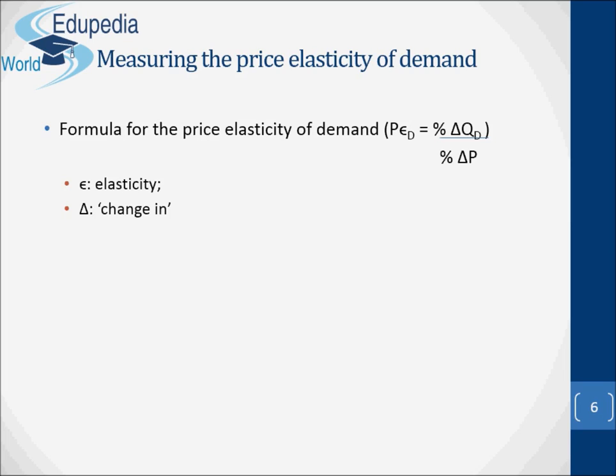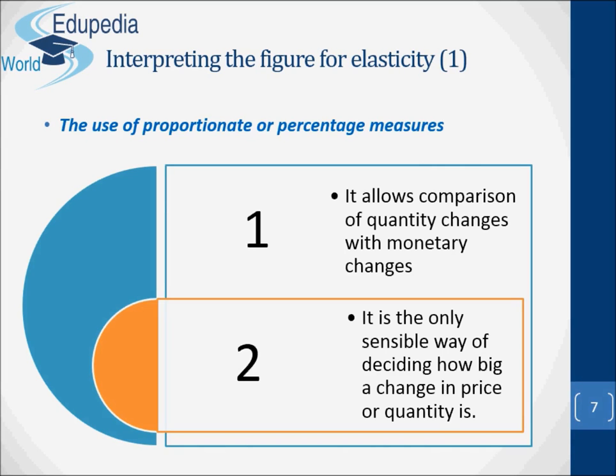Cabbages have a more elastic demand than oil, and this is shown by the figures. But just what do these two figures show? What is the significance of minus 0.25 and minus 3? Let's interpret the figure of our elasticity. Before that, the use of proportionate or percentage measures. Indeed, elasticity is measured in proportionate or percentage terms for the following reasons.